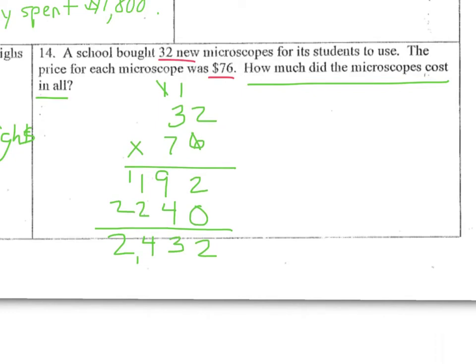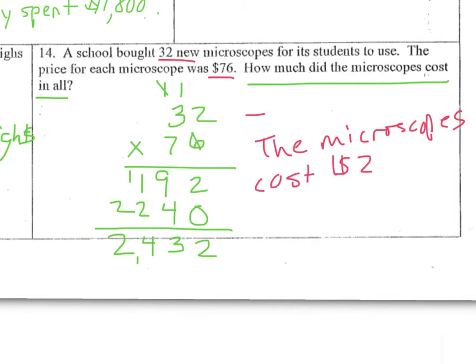$2,432, and then again, give me a good sentence. The microscopes cost $2,432. Done.